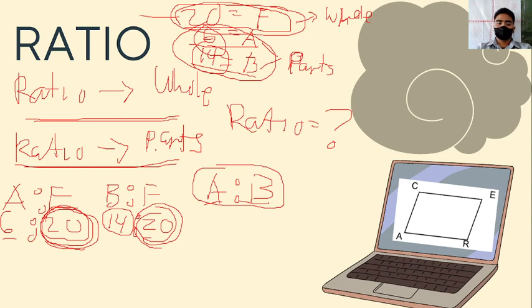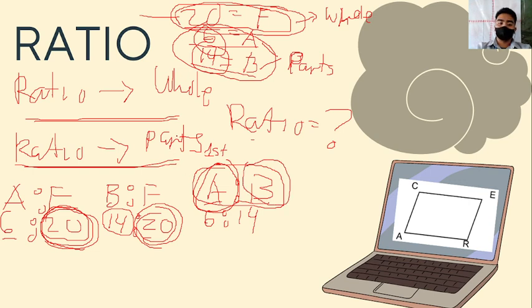So the ratio is only relying on the parts. With that, if you have the parts already, what is the ratio? This is 6 is to 14. What is our first term? Our first term is the apple, because that is the question: what is the ratio between the total number of apples, which is the first given, and the total number of bananas?